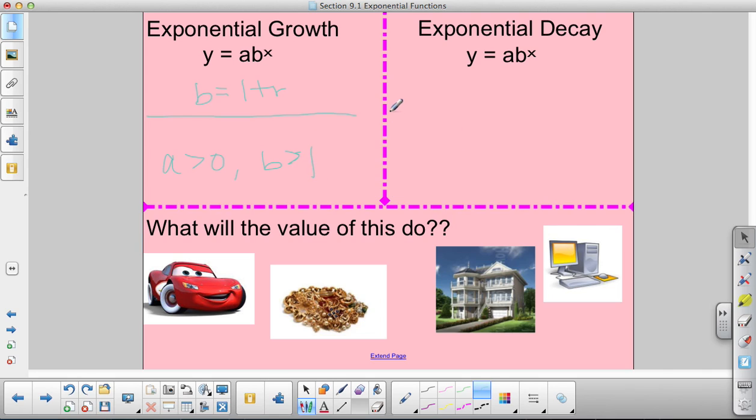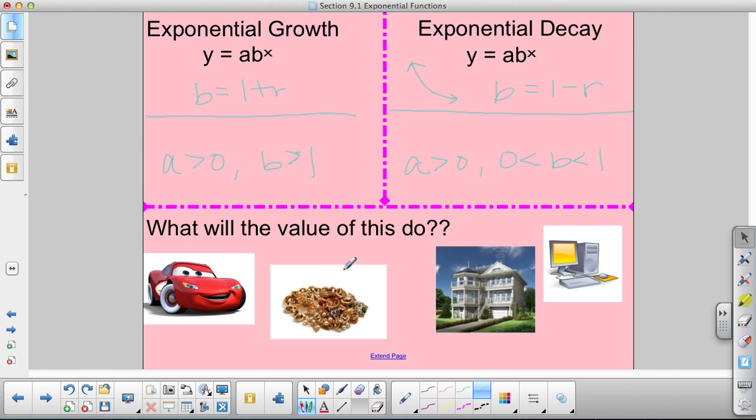With exponential decay, as you look from left to right, if it is going down, if your graph looks like that, then your B will equal 1 minus your rate. And your A will be greater than 0, so your A will still be positive, but your B value will be from 0 to 1. It won't be greater than 1, it won't be less than 0, so B will be in between 0 and 1.